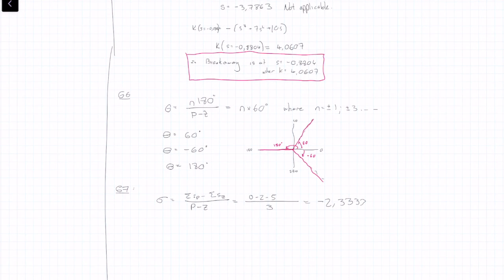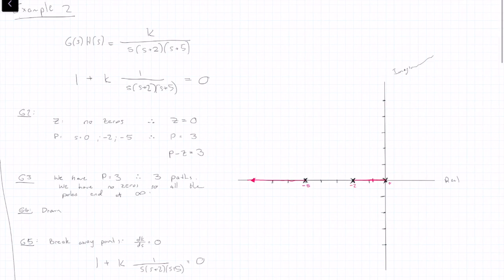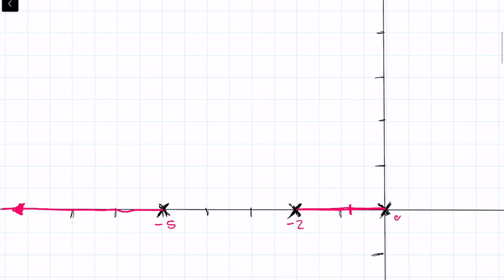So let's go and put that in. Let's do it in black. So minus 2.33. So this is minus 2. Minus 2.5 would be here. Minus 2.3, let's say, is right here.